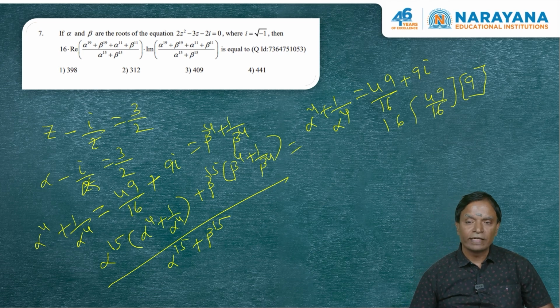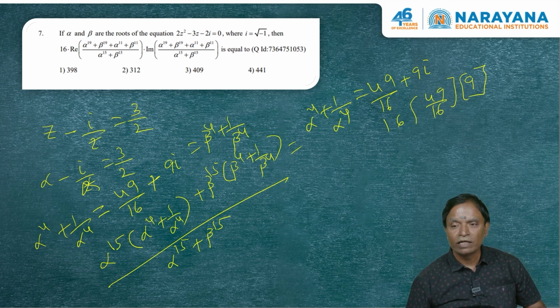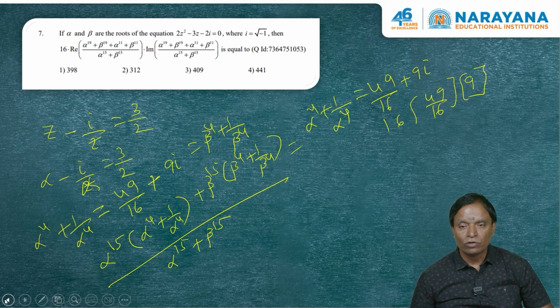But this you can simplify it. I think roughly it gives you 49 into 9, 441, right? Now let us go to the next problem.